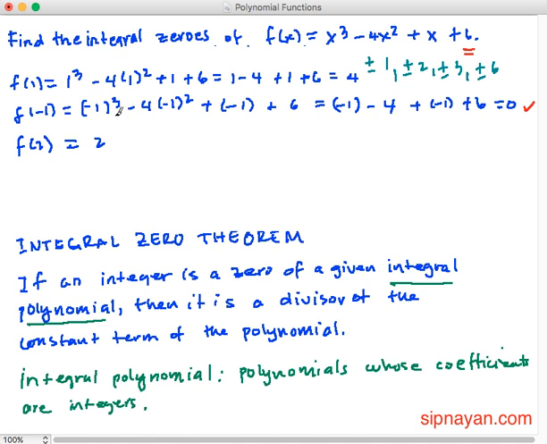What about f of 2? That's 2 cubed minus 4 times 2 squared plus 2 plus 6. So, magiging 8 minus 2 squared is 4, diba? Times 4, 16 plus 2 plus 6. At 8 minus 16 is negative 8 plus 2 is negative 6 plus 6 is 0. So, this is also a 0 of the function. Okay? O, isa na lang pala.